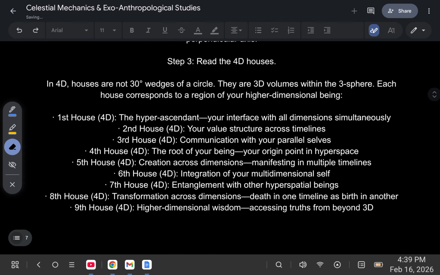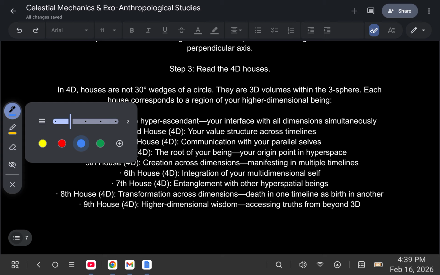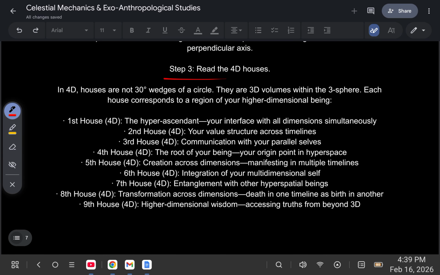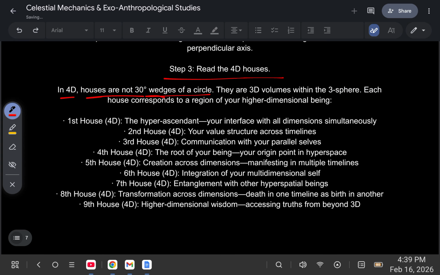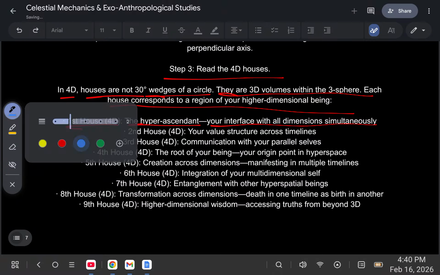Now let's look at step 3, which is reading the 4D houses. In 4D, houses are not 30 degree wedges of a circle. They are 3D volumes within the 3-sphere. Each house corresponds to a region of your higher dimensional being. So we know the first house exists, and that's 4D, the hyper-ascendant, your interface with all dimensions simultaneously.